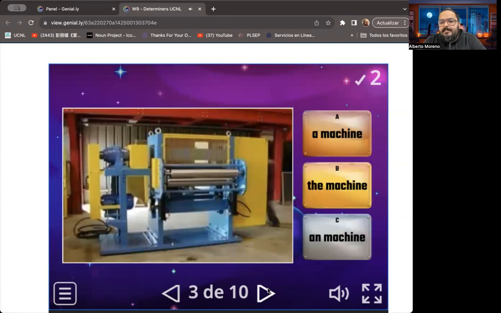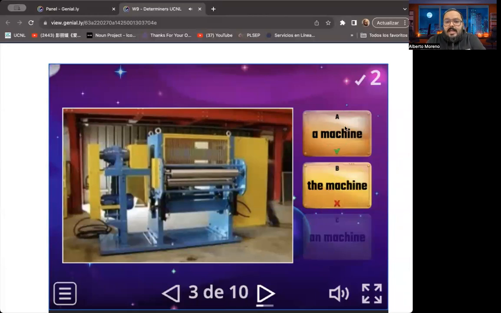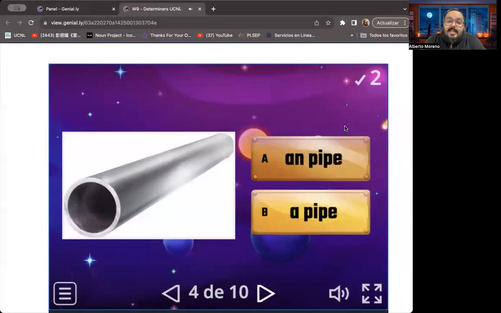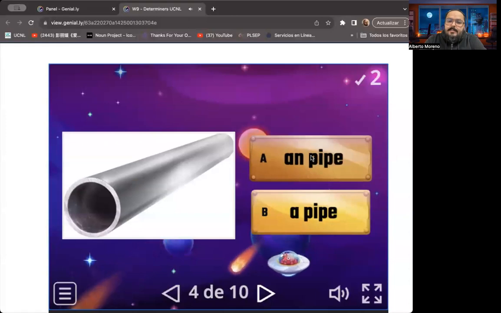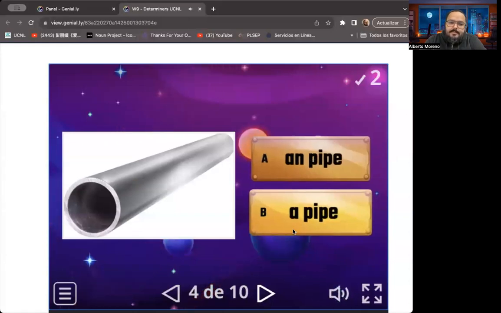A machine, the machine, or an machine? The machine. A machine, una máquina, no. No está especificando qué máquina. An pipe or a pipe? A pipe.